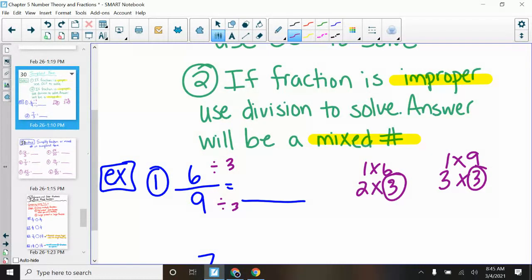What is 6 divided by 3, crowd? 2. Don't say 3. Don't throw addition in there. Careful. What's 9 divided by 3? 3. So you just put the fraction 6 over 9 into its simplest form. Okay?